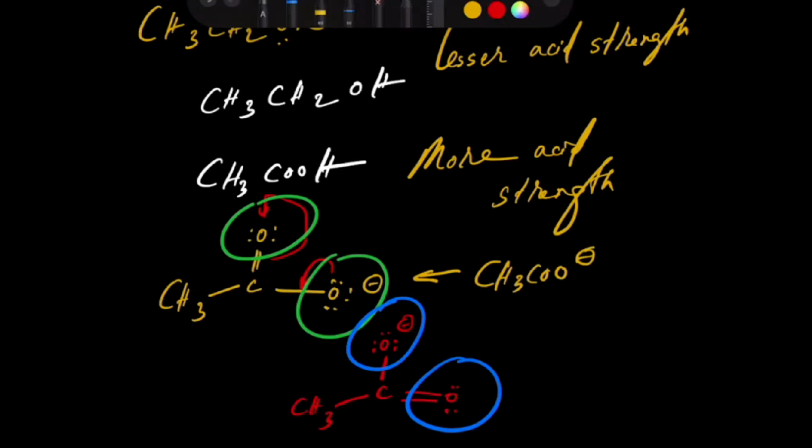If negative charge is delocalized, it loses its intensity or concentration or reactivity, which makes acetate more stable. That means acetate is a weak conjugate base. So the conjugate acid of this will be more acidic. That's why CH3COOH is more acidic, or has more acid strength, compared to ethanol. Now let me compare one more. Three things. I'll compare three things.